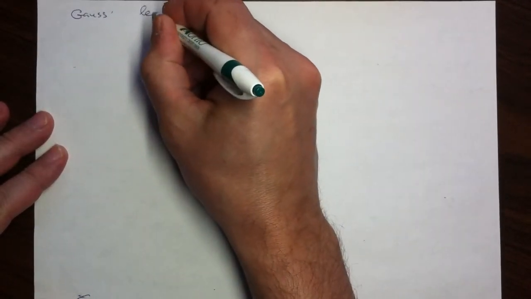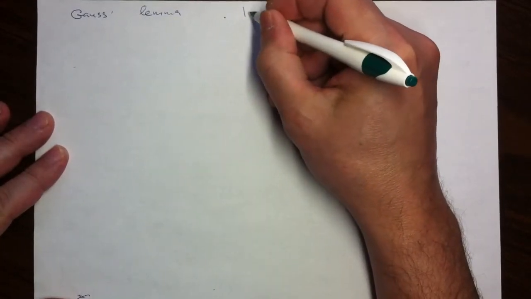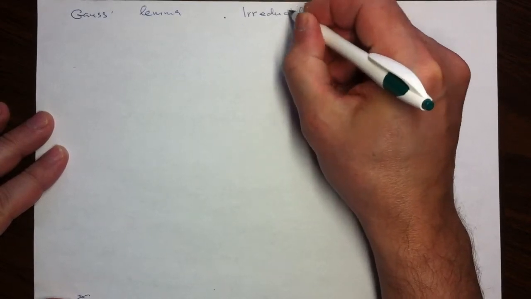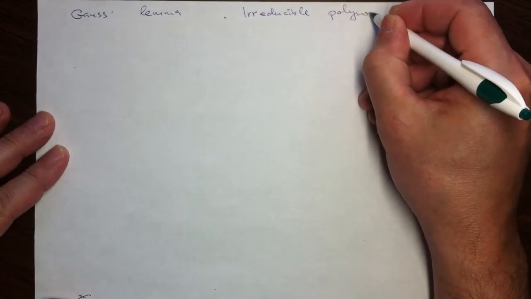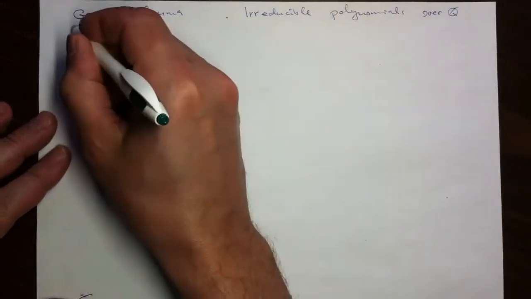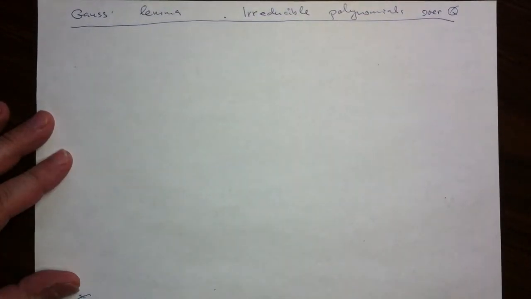Hello. This bit is on what is called Gauss's lemma. So Gauss is everywhere. And its application to figuring out when a polynomial is irreducible over the rationals. So let's start with the lemma. What it says is the following.